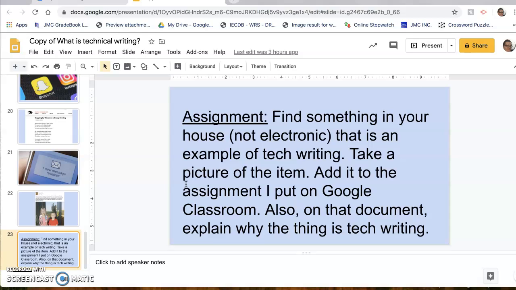For example, you might take the directions for a game that you have in your house, and you would take a picture of those directions, and then you'd explain to me how those game instructions fit the 4 characteristics of technical writing. Also, Mr. Dorhout's going to say hi to you.